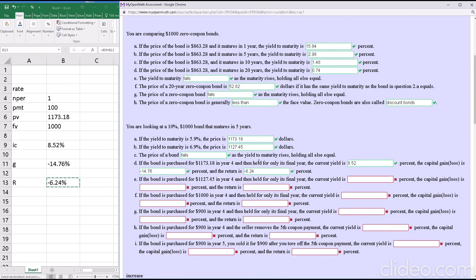Okay, if the bond is purchased for a lower price in year 4, then held for a year, only its final year, what is the current yield? What is the capital gain or loss? And what is the return? So all we have to do here is change the price. We're going to change the price down to this value. Same exact scenario. The current yield went up because we're taking the payment and dividing by a lower price. So the current yield went up.